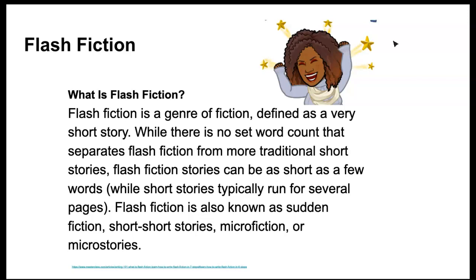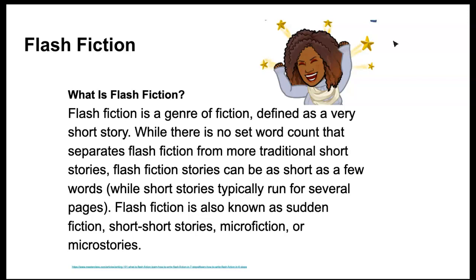So what is flash fiction? Flash fiction is a lot like a short story, but shorter. Flash fiction is a genre of fiction defined as a very short story. While there is no set word count that separates flash fiction from more traditional short stories, flash fiction stories can be as short as a few words, 6-word stories.